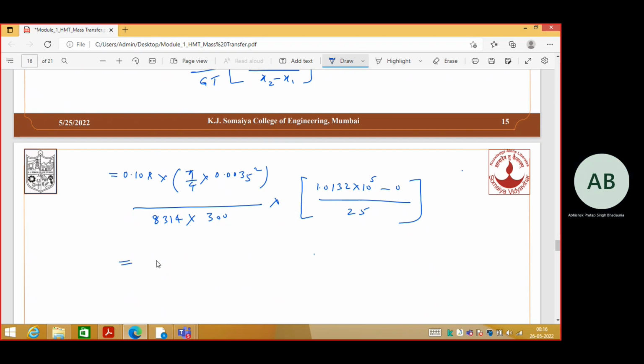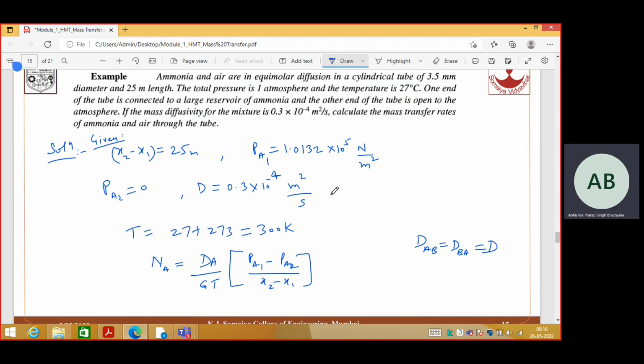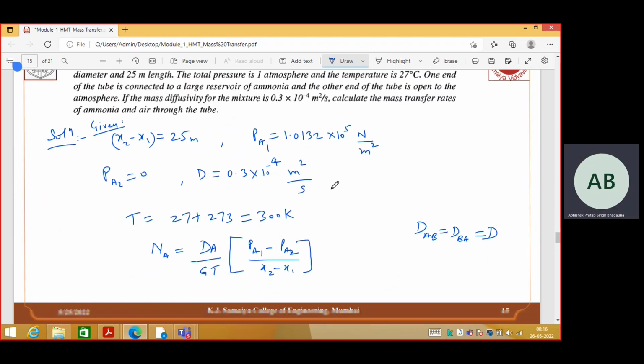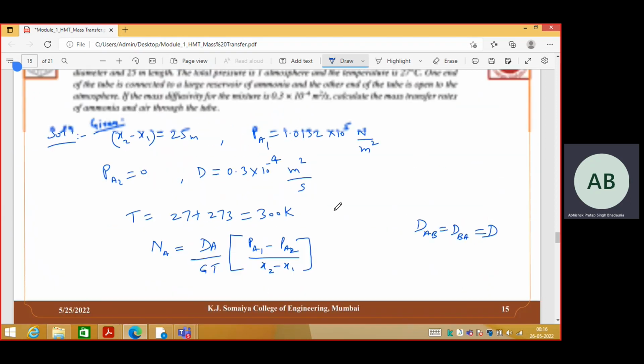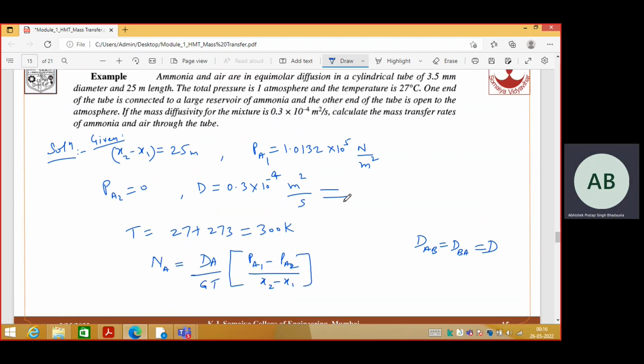The answer is 1.688 into 10 to the power minus 9 kg mole per hour. You can calculate this in meter square per hour also. That value is required to be calculated in meter square per hour, that is 0.108 meter square per hour. That value I've used here.